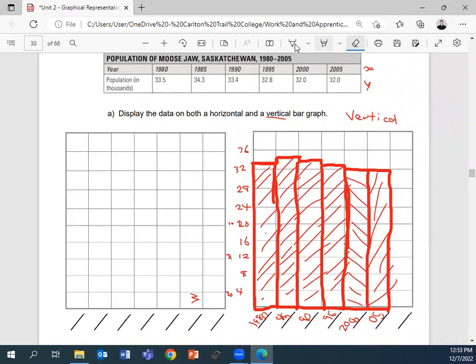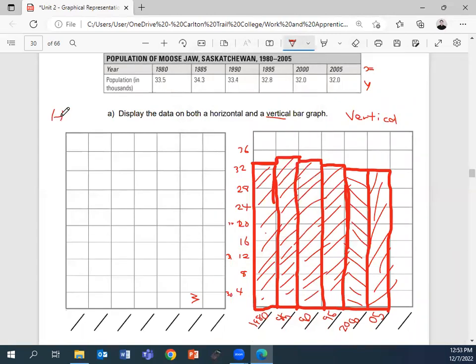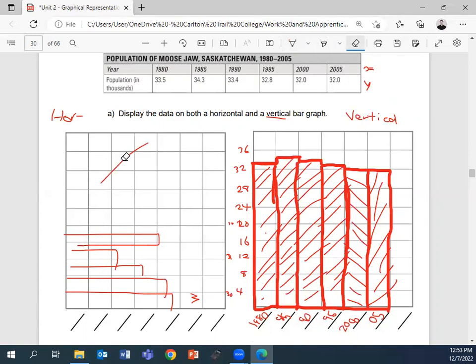Next thing we're going to do is we're going to do a red, a little bit thinner. We're going to do a horizontal graph here on the left. I'm just going to put HOR for horizontal. The difference with a horizontal graph is that instead of the bars going up, they go to the side. So your graph's going to look something like this. Has anyone started that yet? Okay.